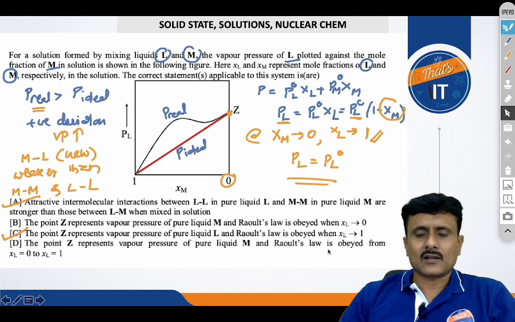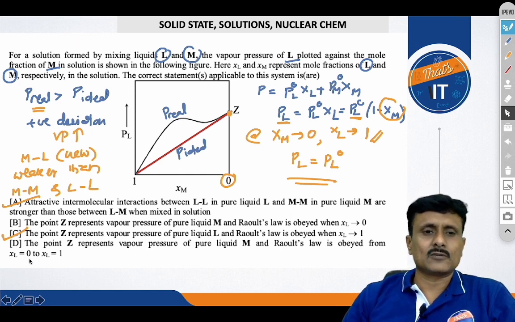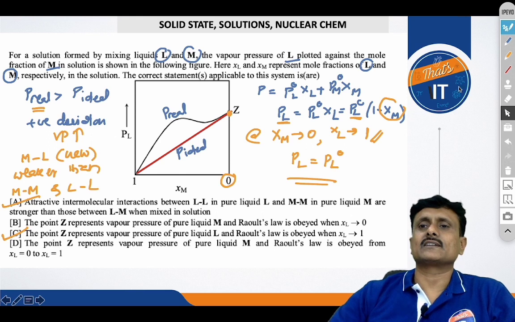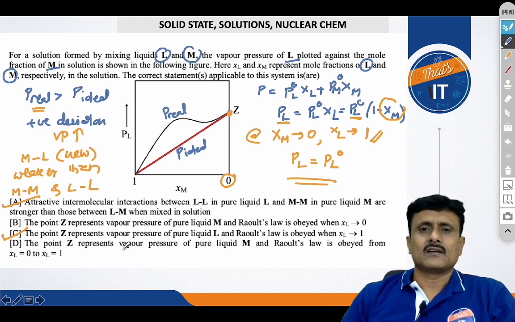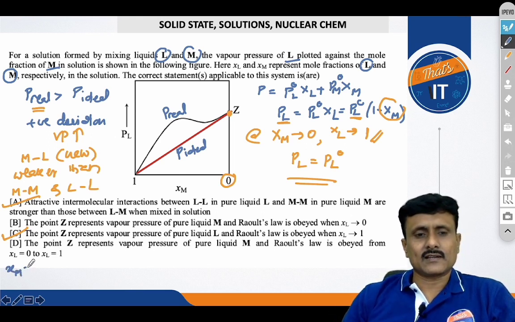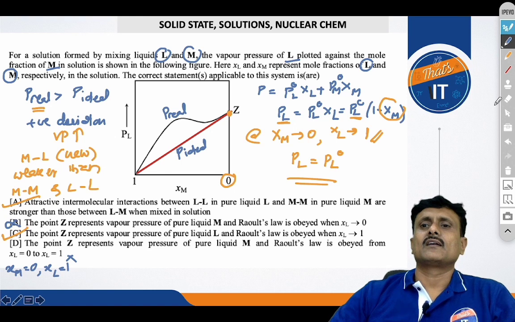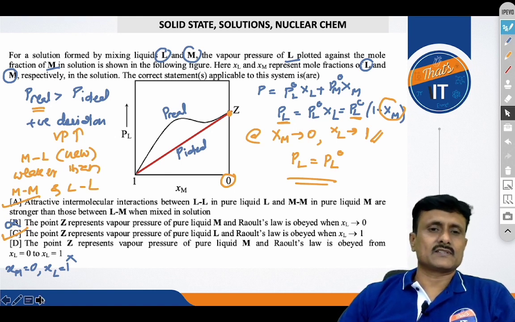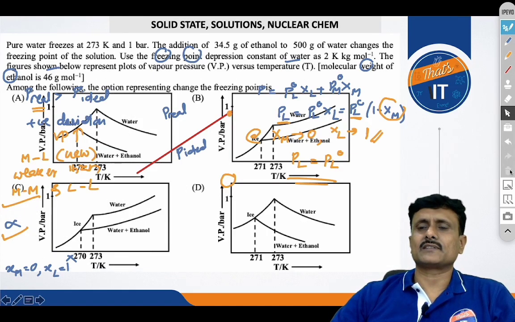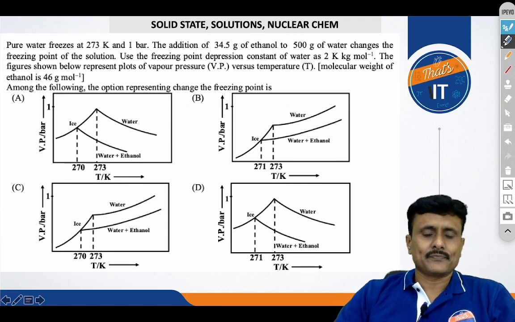and Raoult's law is obeyed from XL equal to 0 and XM equal to 1. This is actually the converse, right? This is XM equal to 0 and XL equal to 1. So it is a converse statement, so this is wrong. So this is anyway wrong. So beautiful questions are asked. This is one of the best questions that I have seen in recent times from liquid solutions.